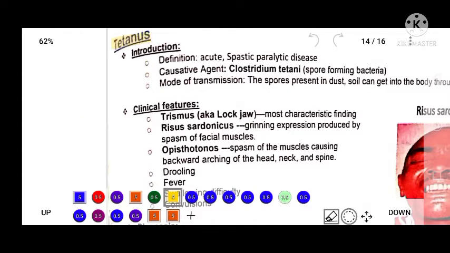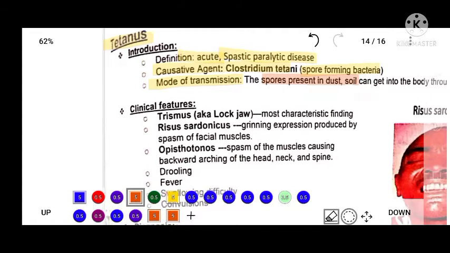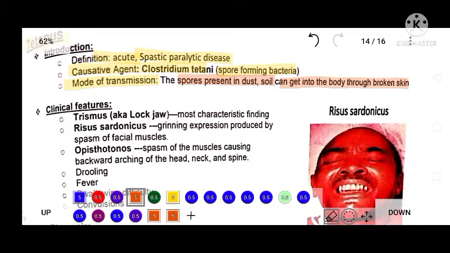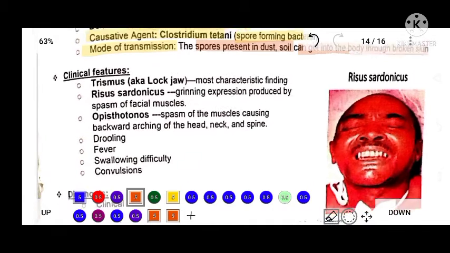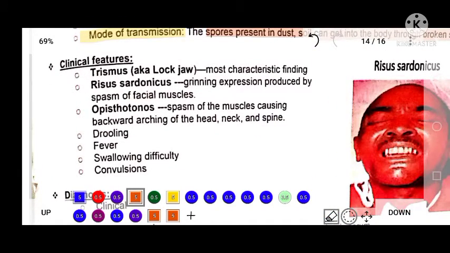Okay, so the topic is tetanus. Tetanus is defined as an acute spastic paralytic disease, and its causative agent is Clostridium tetani, a spore forming bacterium. The mode of transmission of tetanus is spores present in dust and soil, which get into the body from broken skin through trauma or lacerations. These spores enter the body and start dividing in anaerobic conditions, and then tetanus develops with its clinical features.